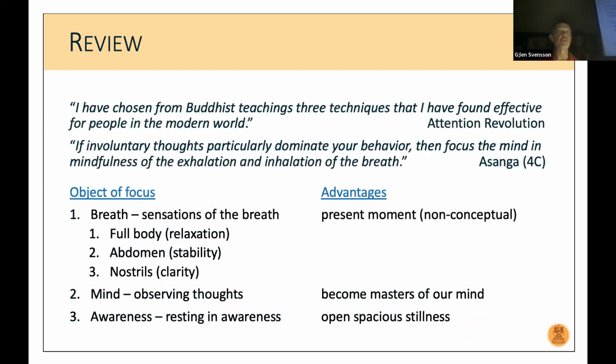And in terms of objects, we saw there's many possibilities. Three that Alan Wallace recommends in his book: the breath, the mind, and awareness. And I think each one of those three has enormous benefits for us in the modern world. And for many of us, I think at least initially, the best place to start is the breath. And we saw the reasons why in the last session. But then also, once we've established a basis, we've got a more relaxed, stable, and clear mind, then we can move on to later observing the mind, observing our thoughts and emotions, to really become the masters of our mind and not the slaves of our mind.